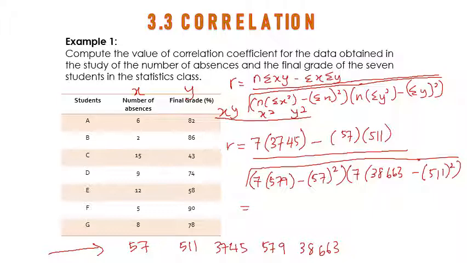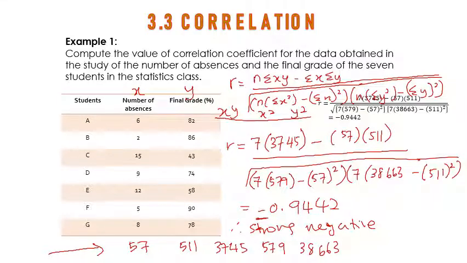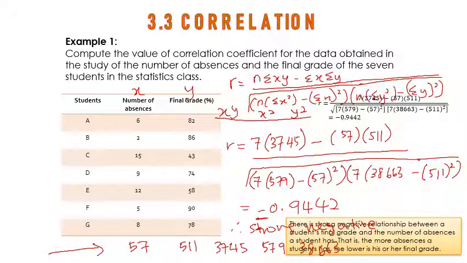From this value, we have the answer of negative 0.9442. So the conclusion is strong negative, because the value we got is a negative number, negative value. Okay, we got this formula, and there is a strong negative relationship between a student's final grade and the number of absences of a student.